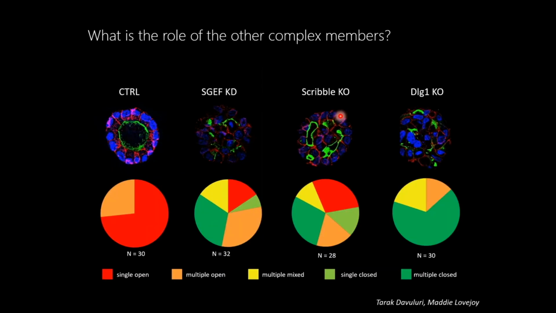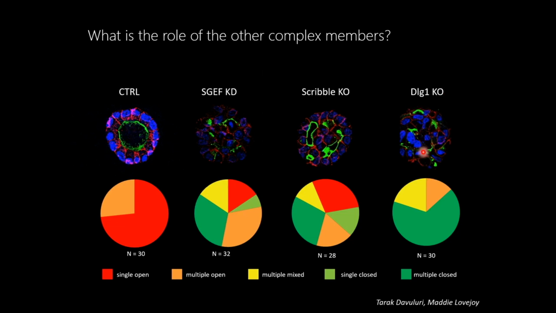So what happens to the other members of the complex? If we knock out the two other members of the complex, we also have severe defects in cell polarity and lumen organization. You can see that both Scribble knockout and DLG knockout have also multiple lumens, open and closed. And actually the most severe phenotype is the one of the DLG knockout cells.